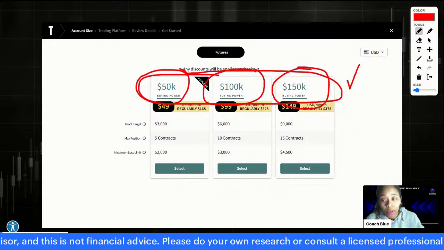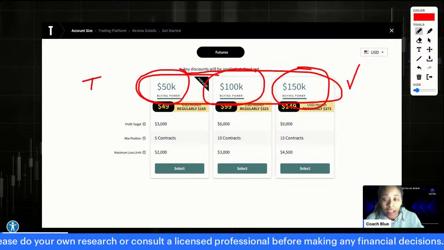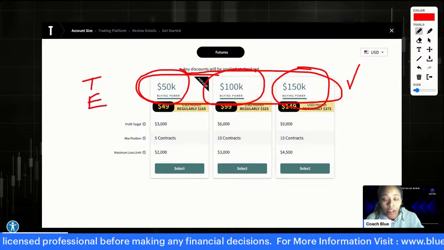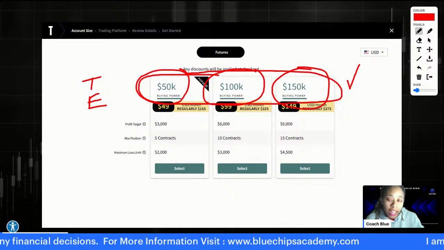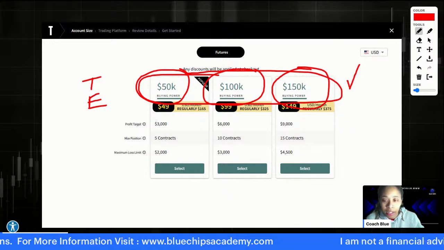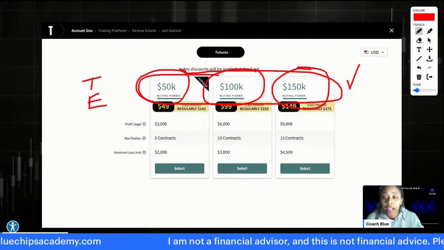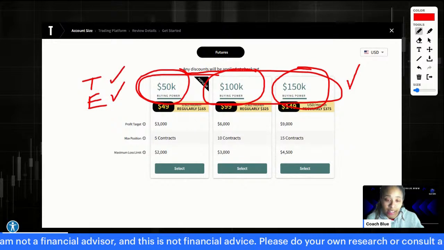But if you're trading one way in the combine and then you're trading another way in the express funded account, it's not going to work. You're not going to see consistent results. And that's a part of the process, because some of the things you learn about yourself and you learn what to do, so you can continue to grow and get that consistency.